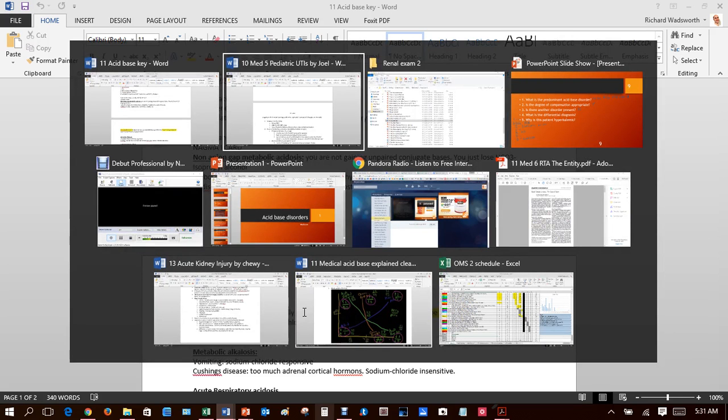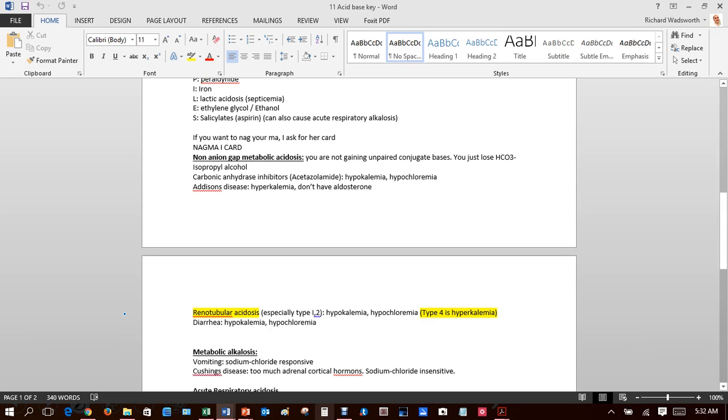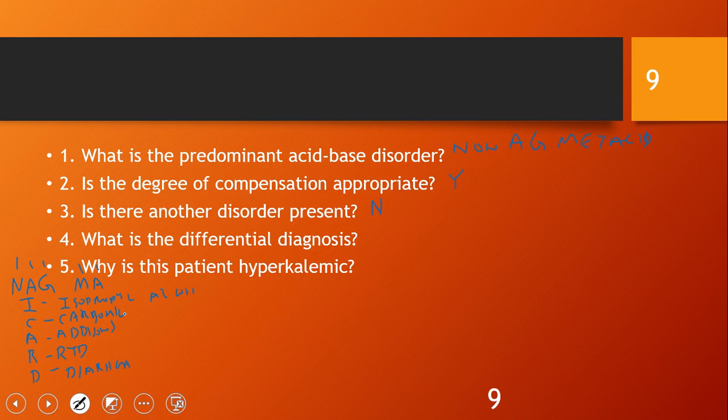Okay, so let's go back to where we were. So this was renal tubular disease. This was Addison's. And this was carbonic anhydrase inhibitors. And the last one was diarrhea. Good. Okay. Carbonic anhydrase, so like acetazolamide. So that's what you do.